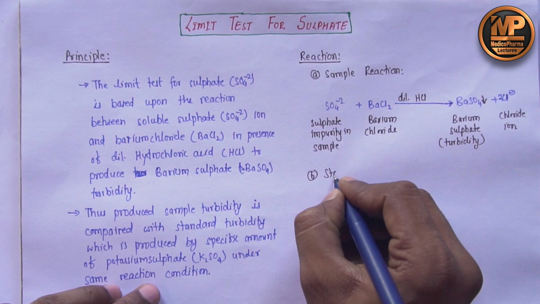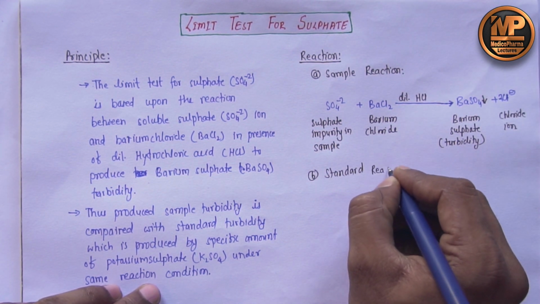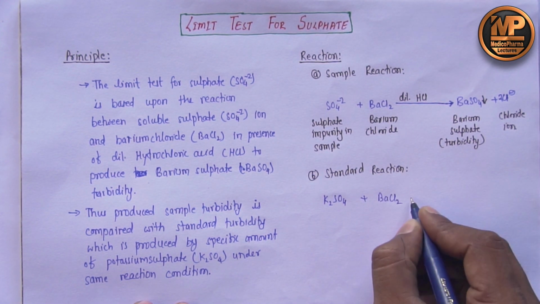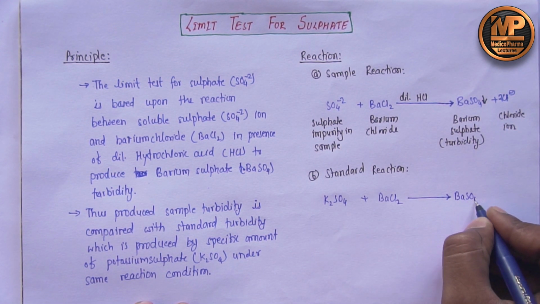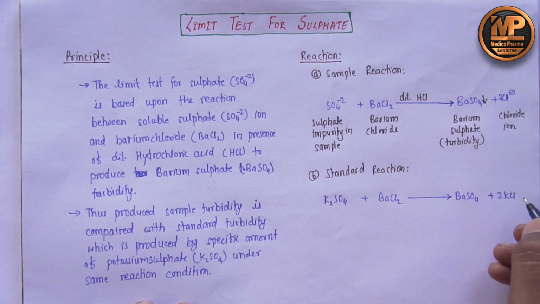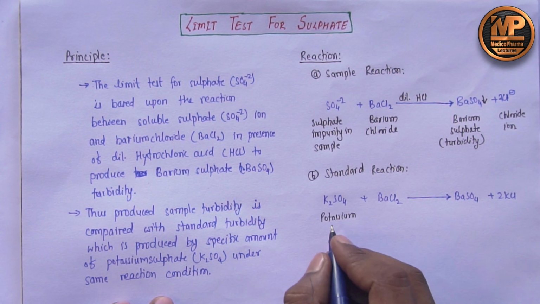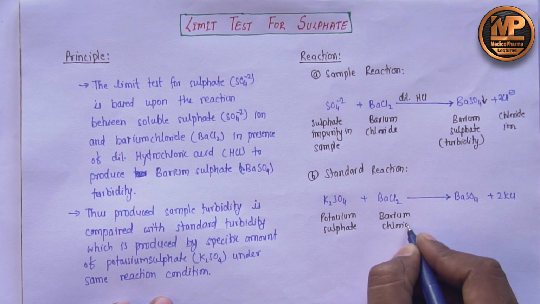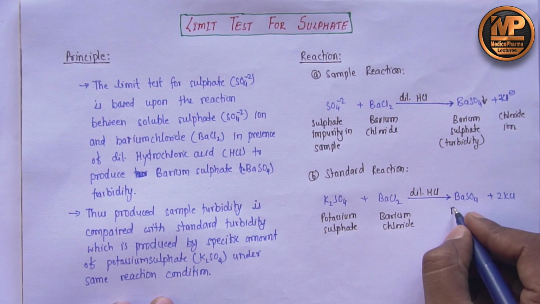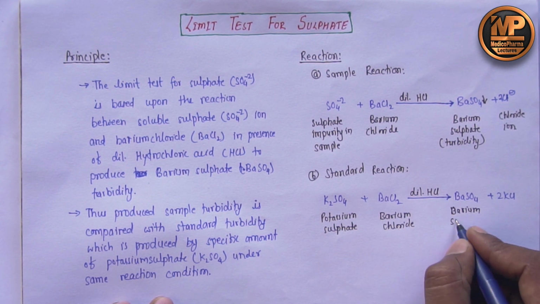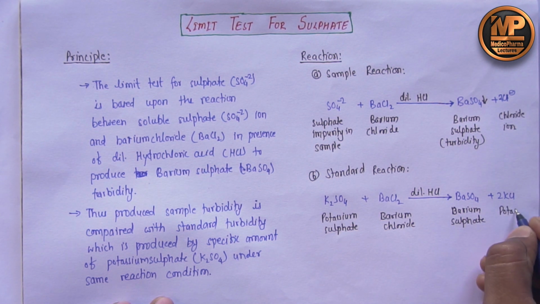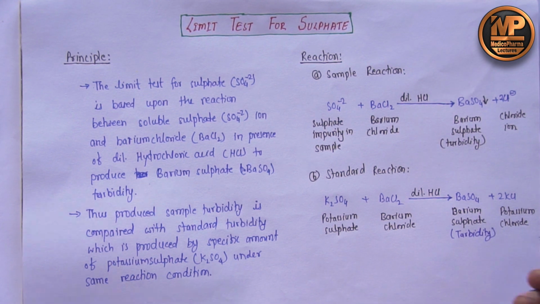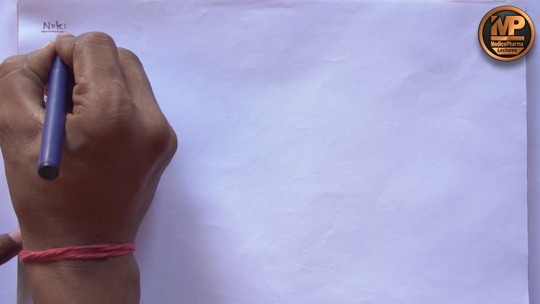Now we will write a standard reaction. Okay, so in this we will write K2SO4 plus BaCl2 will produce BaSO4 barium sulfate plus 2KCl. We will write the name in words. This is potassium sulfate. This is barium chloride. Here there will be dilute hydrochloric acid. This is barium sulfate. This is potassium chloride. This barium sulfate will produce a standard turbidity. Okay. Now we'll mention the note.